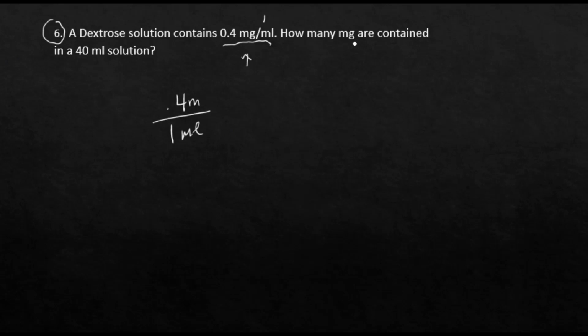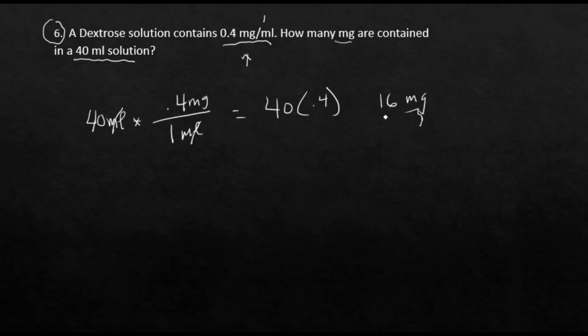So it says how many milligrams are contained in a 40 milliliter solution. Well, if I multiply by 40 milliliters, they're going to cancel. And so it's just 40 times 0.4 on your calculator, and that should give you 16, right? So it'd be 16 milligrams. Important to include the unit.